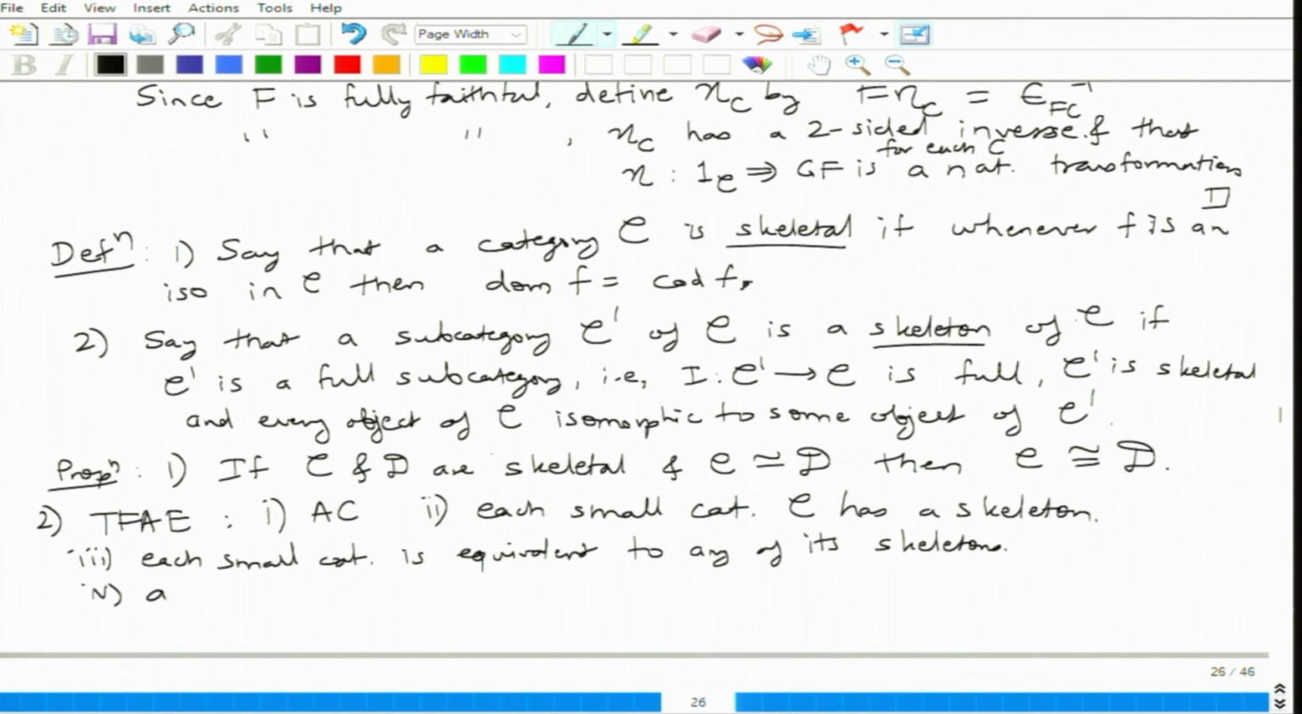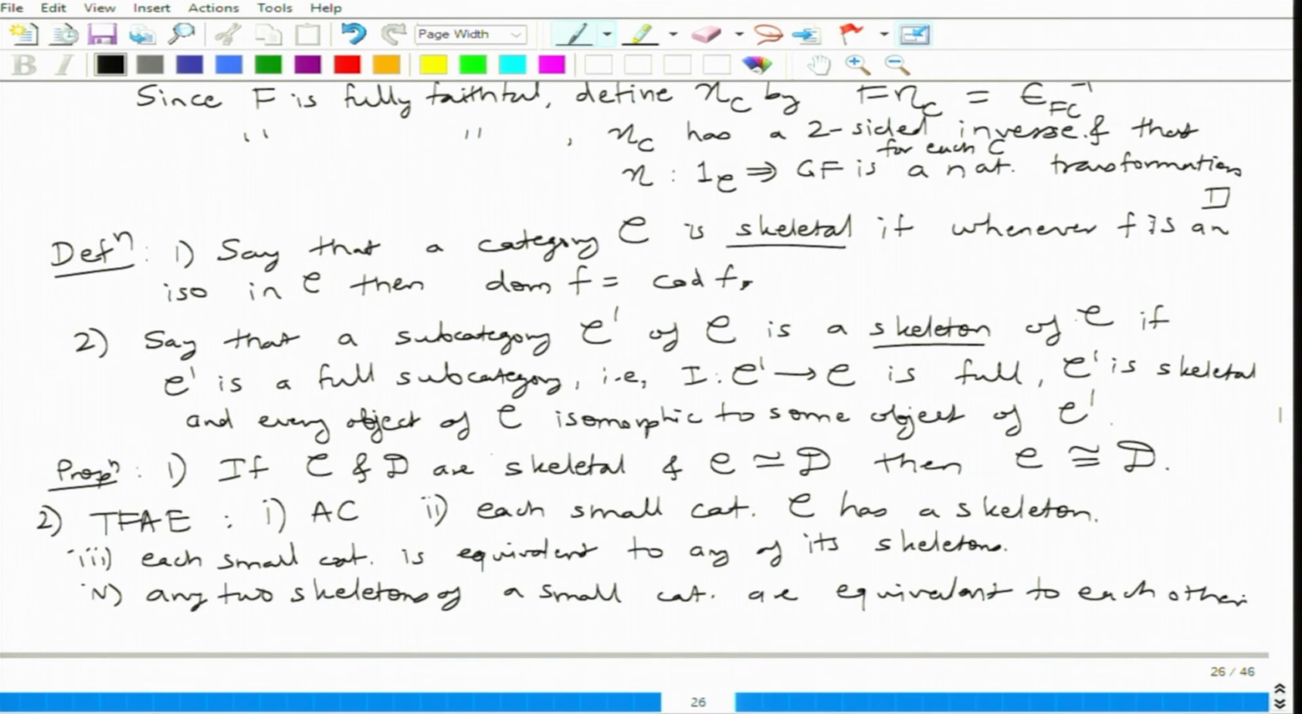And last one, any two skeletons of a small category are equivalent to each other. Even though I am talking about small categories over here, I am not really using that the category is small. I am using something weaker, that the collection of isomorphism classes of objects forms a set. I am not really using that.